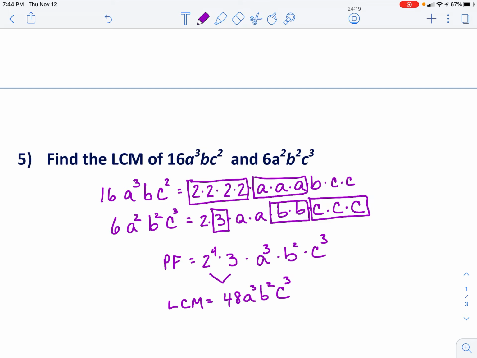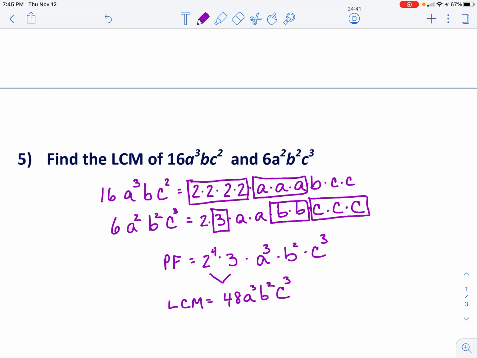Did I make a mistake with my c's? No, okay, I'm all right. Although, I think I have it written down. Yeah, we're okay. All right, so we're good. It needs to be to the third.